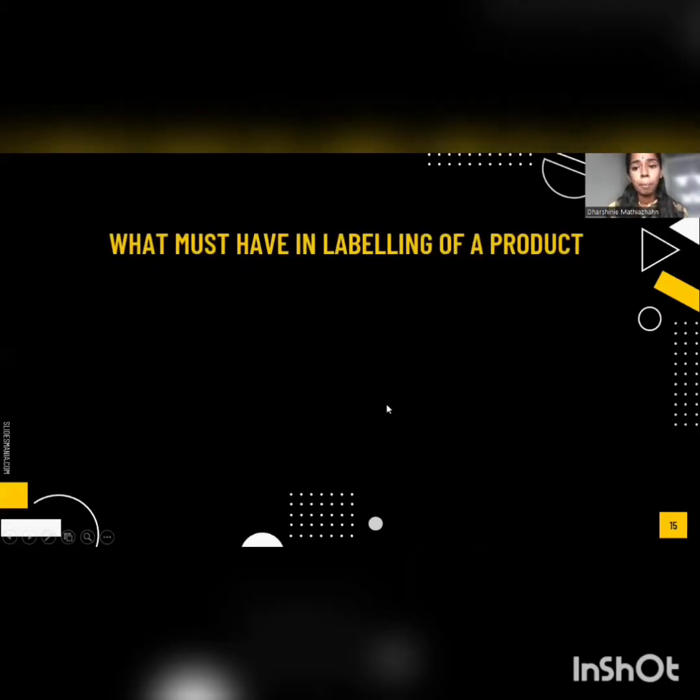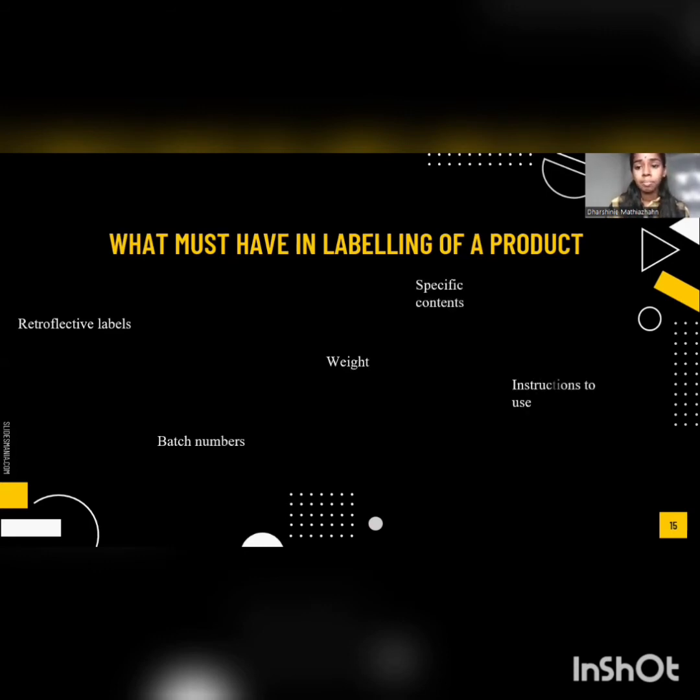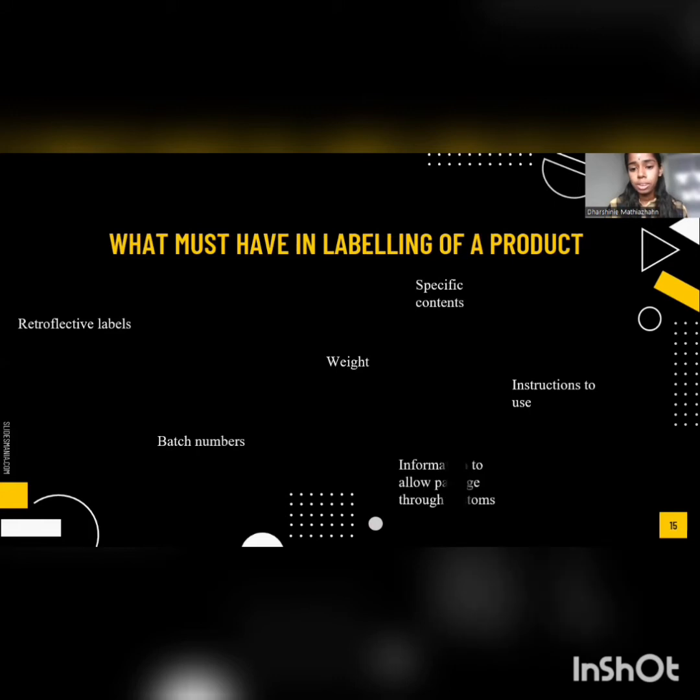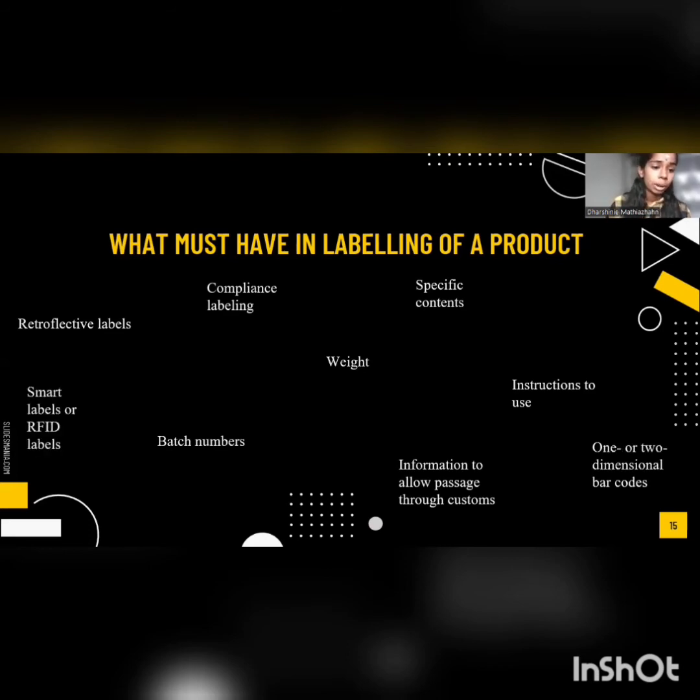What must be in the labeling of each and every product that will have a label, and these are the most important things that must be in the labeling. The first one is retroactive labels, batch numbers, weight, specific content, instructions to use, information to alert passengers through customs, compliance labeling, one or two dimensional barcodes. Last but not least, smart labels or RFID labels.